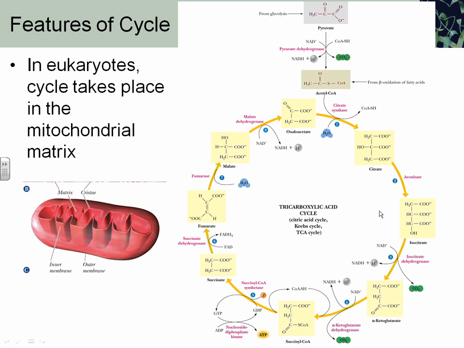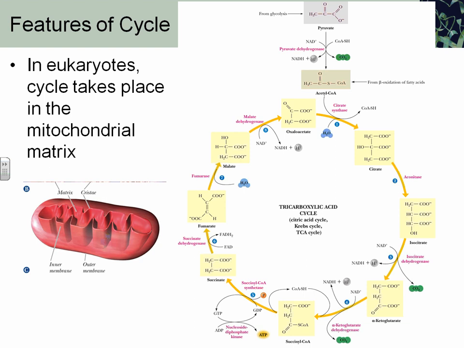All of these steps in the citric acid cycle occur in the mitochondria, actually within the matrix. The matrix is the area within the mitochondrial inner membrane. So if we look at this picture of the mitochondria, this is the outside membrane. The inner membrane here, so the space within the membrane is the matrix. The space between the outer membrane and the inner membrane is called the outer membrane space.